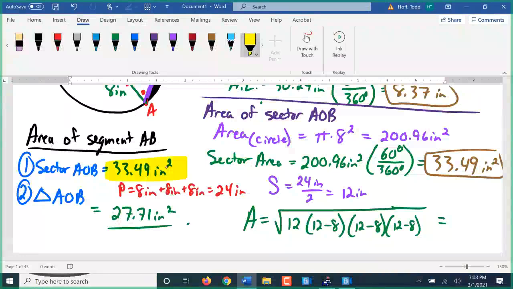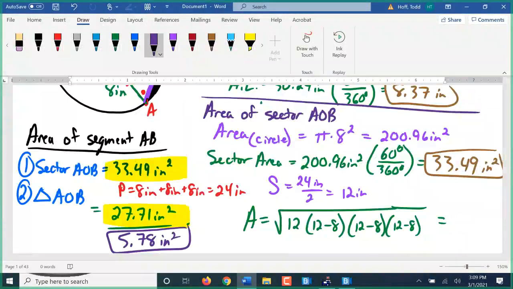Then we're going to subtract the 27.71 from the 33.49. Get a difference of 5.78, actually. Square inches, that's the segment. Look familiar?